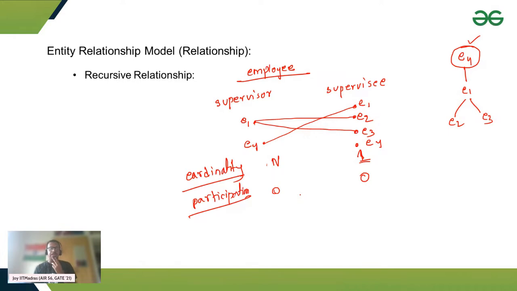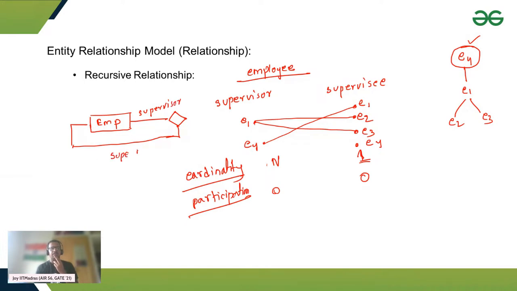So what will be the ER diagram? We have an entity, that is employee. We have this relationship. Now the scenario will be like this. This employee side, suppose we are taking it as supervisor, and this side we are taking it as supervisee. The relationship is on the same entity. So in this way, we can draw the entity relationship model, and it is a recursive model. That's the most different part.